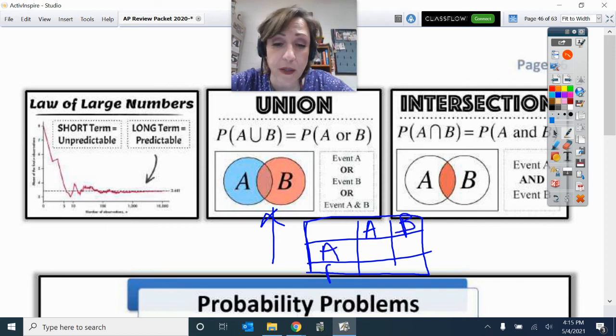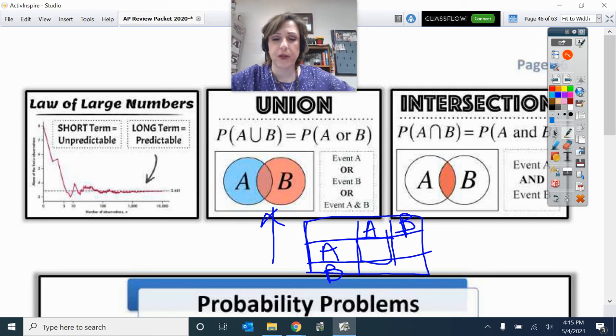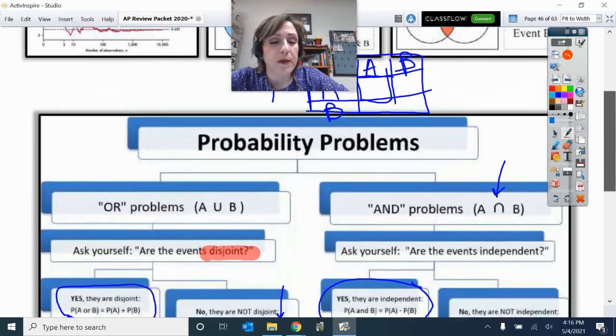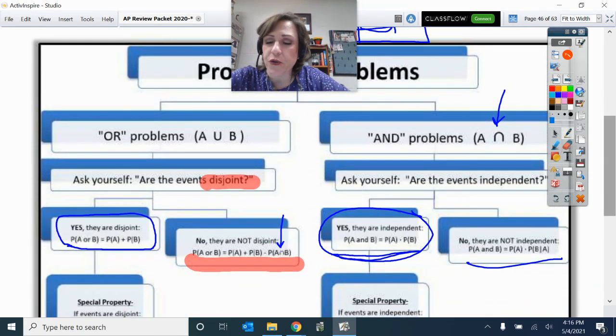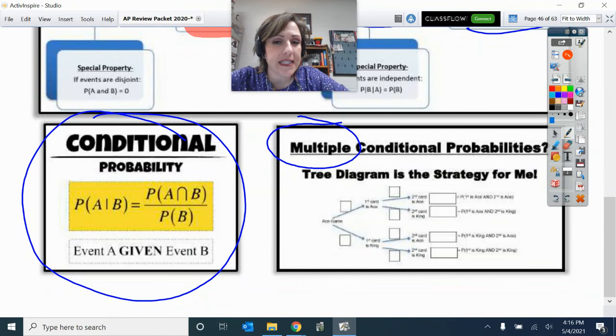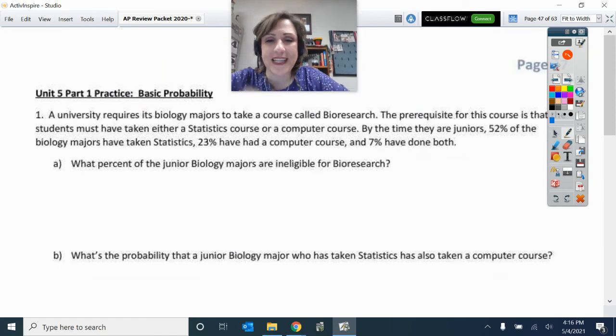So when you read a problem, and here's A, and so on and so forth. Okay, so as you go through reading the problems, remember, visualize it with a Venn diagram or a two-way table. Remember if you're asking the ors or the ands. And don't forget about your conditional probability, multiple conditional probabilities. All right, that's it. You just have to practice, practice, practice.